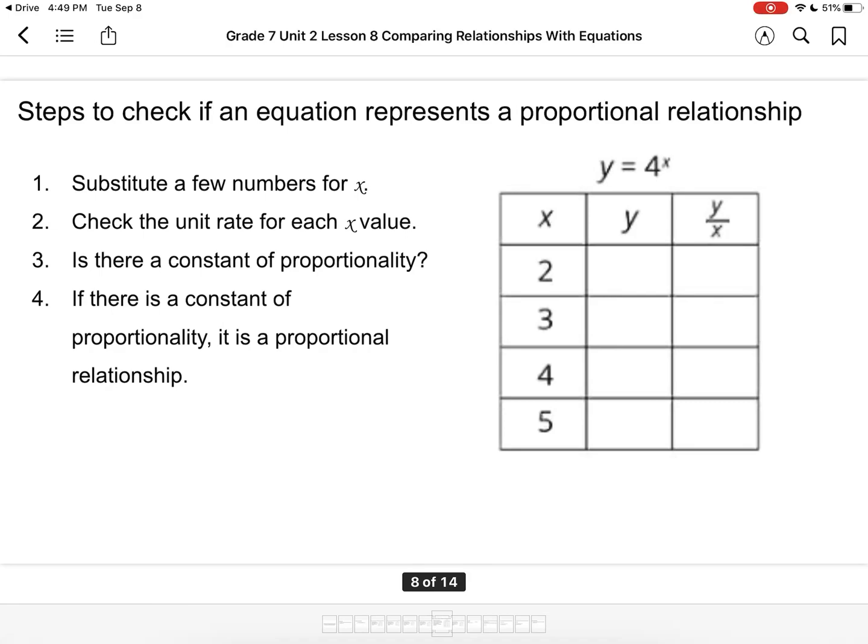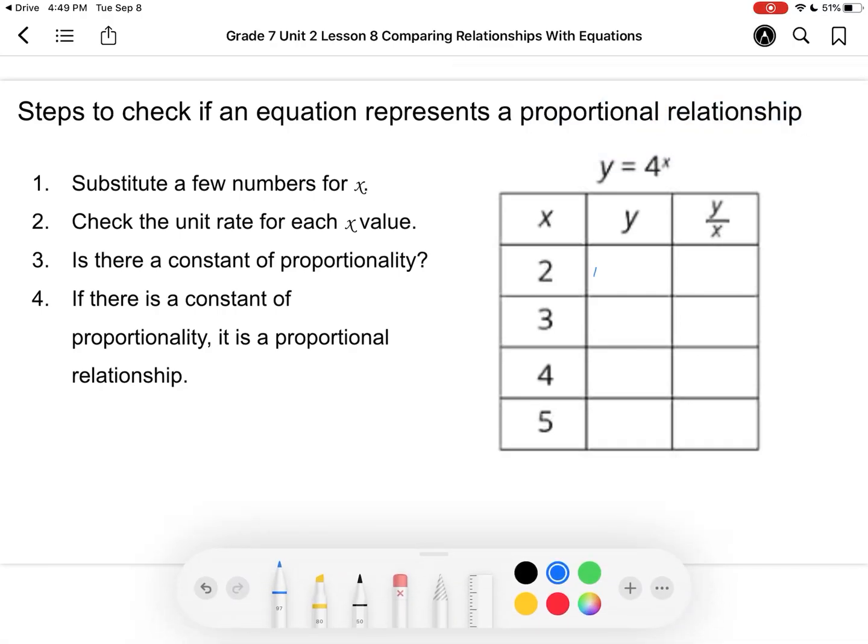Let's look at 4 to the power of x. So 4 to the power of 2 is 4 squared, which is 16. 4 to the power of 3 is 4 times 4 is 16, 16 times 4 is 64. Oh, I forgot to do y over x here on the first row. So 16 divided by 2, which is x, is 8.